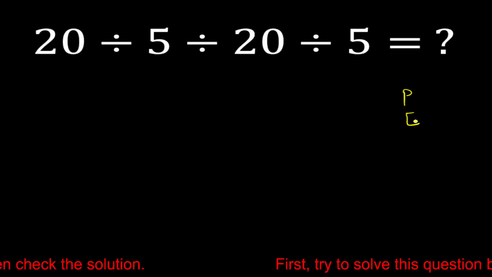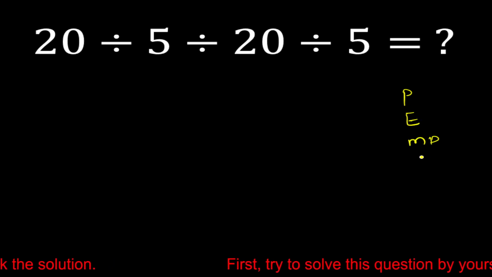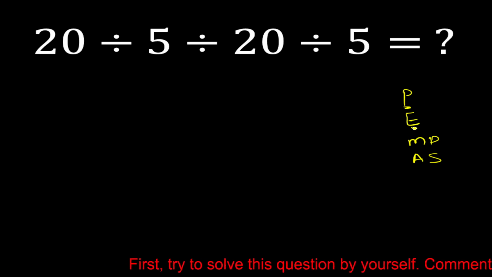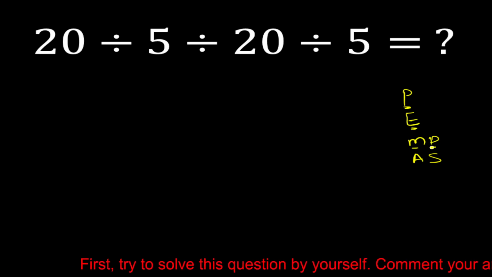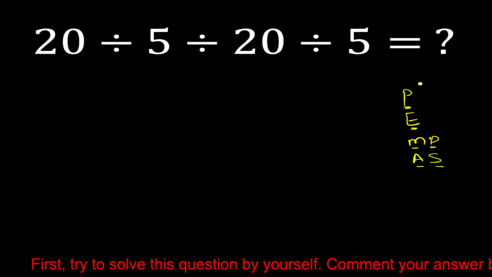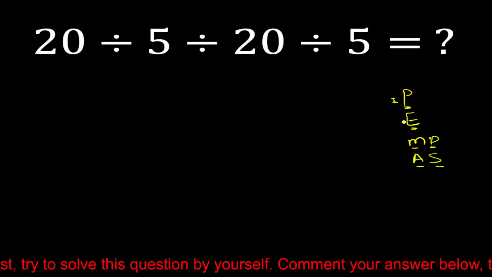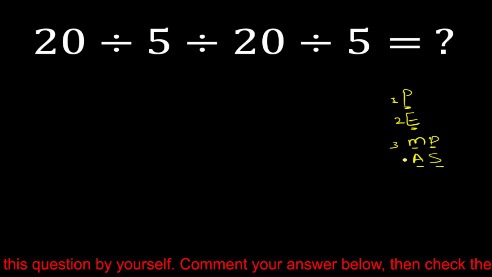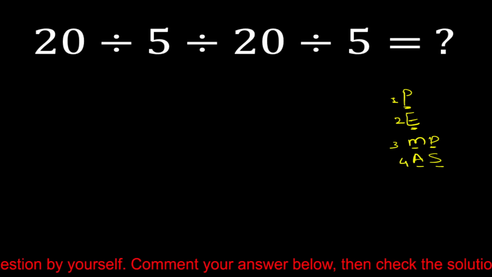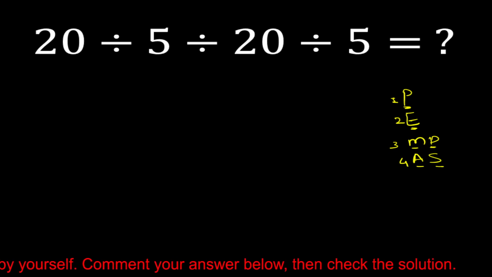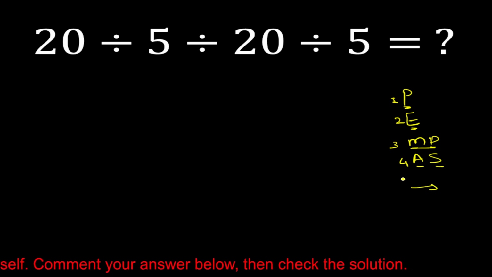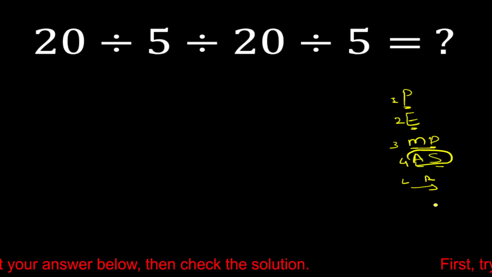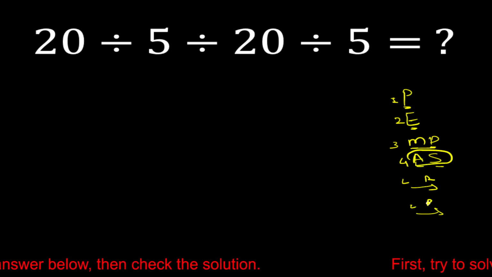PEMDAS. P means parenthesis, E means exponents, M means multiplication, D means division, A means addition, and S means subtraction. First priority is parenthesis, then second priority is exponents, then third priority is multiplication and division, fourth and last priority is addition and subtraction. Here multiplication and division both have equal priority, so we have to solve it from left to right, and also addition and subtraction both have equal priority, so we have to solve it from left to right.